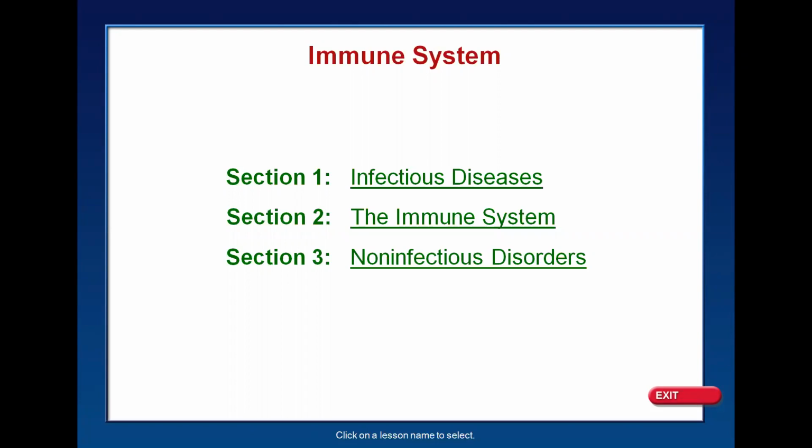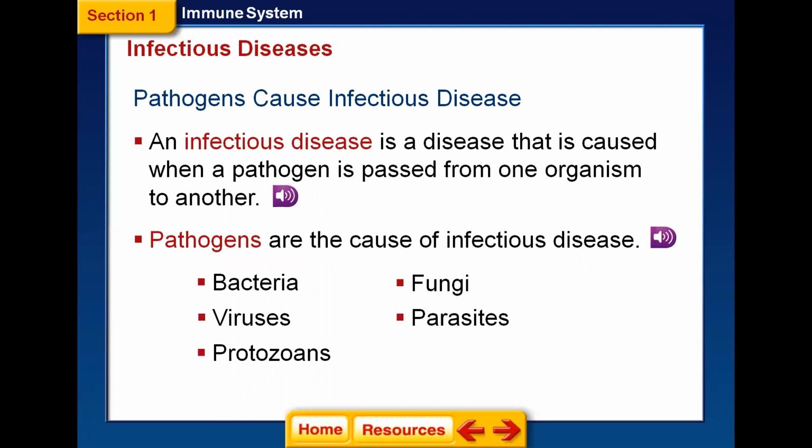So let's get started. In section 1, infectious diseases. In section 2, immune system. All details, all what we need to know about the immune system will be taken in chapter 2. Section 3, we'll be talking about non-infectious disorders. In section 1, let's know first what infectious diseases means.